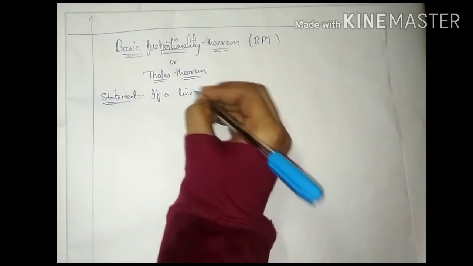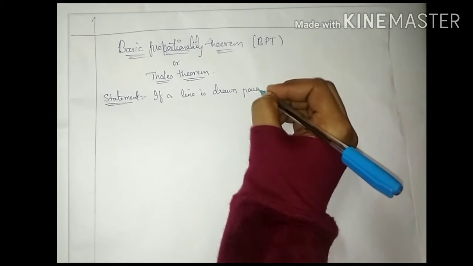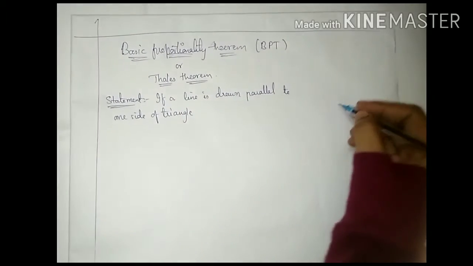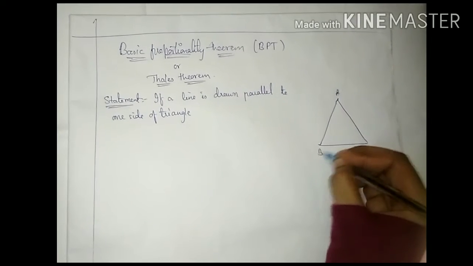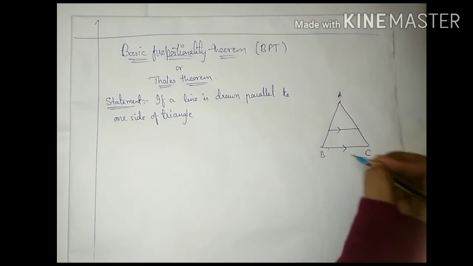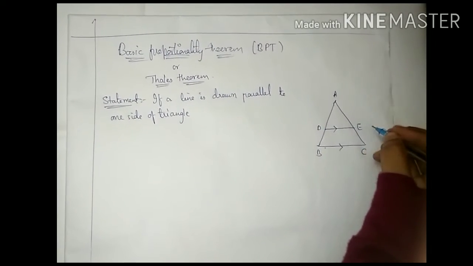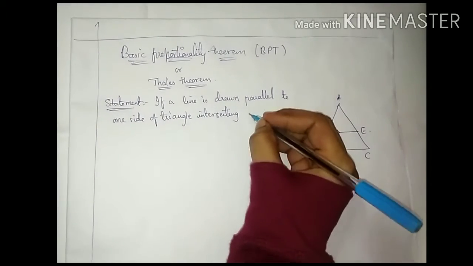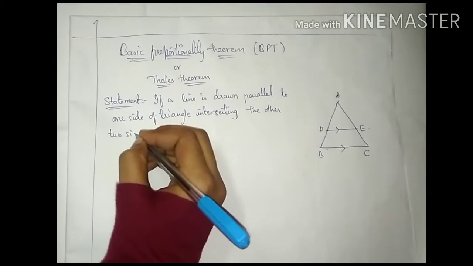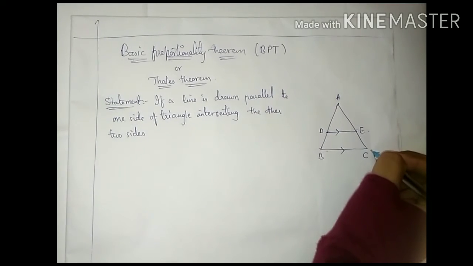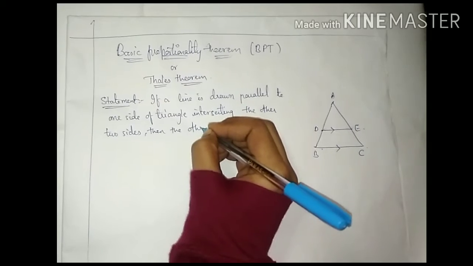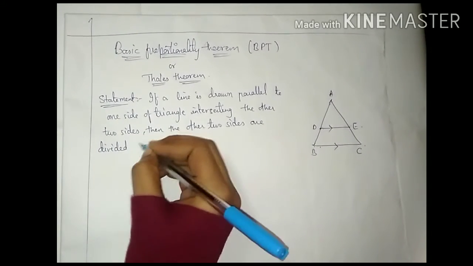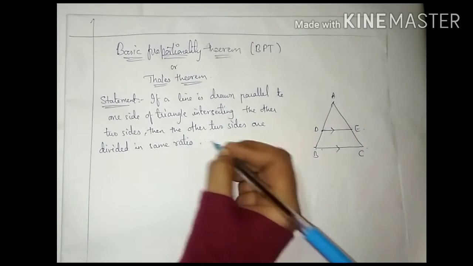If a line is drawn parallel to one side of a triangle, so if a line, I am drawing over triangle ABC, is drawn parallel to one side of the triangle, let us name it as DE, intersecting the other two sides of the triangle, then the other two sides are divided in the same ratio. This we have to prove.